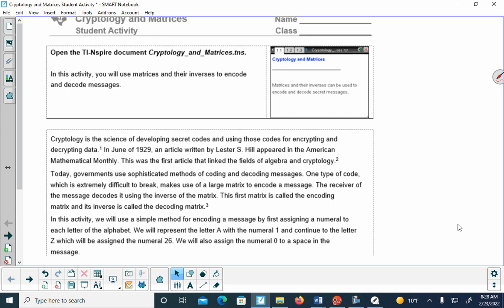Cryptology is the science of developing a code to encode and decode messages, and this was first discovered in the early 1900s. They use matrices, really large matrices, to code and decode a message. So we're going to scale that down. We are going to code and decode with a 2x2 matrix, just to show you the process, and then we'll show you what we're going to do in class.